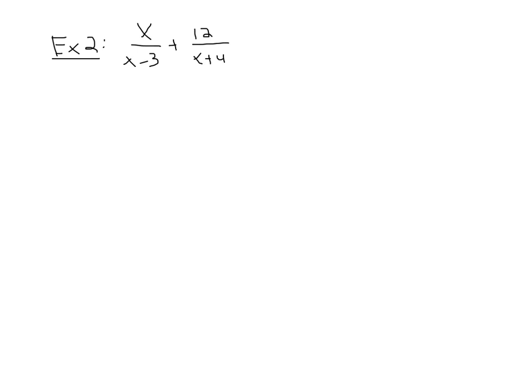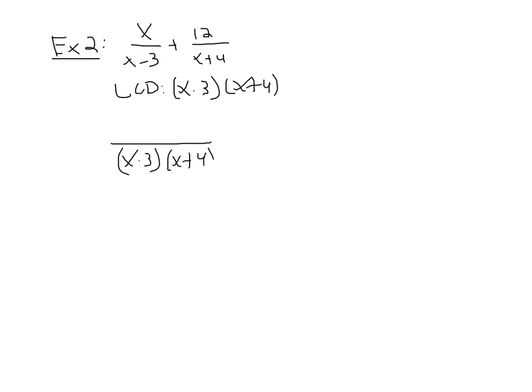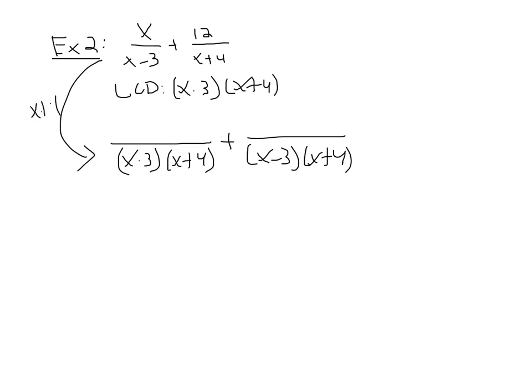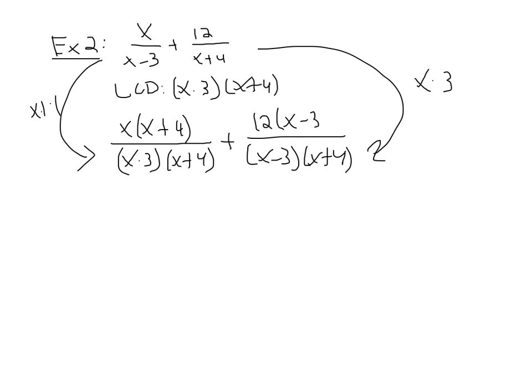Okay, in our second example, the least common denominator is just the product of the two denominators. So once again, really no work to show there. Now we're going to write equivalent fractions that have the LCD as the denominator. Here we multiplied by x plus 4, and if we multiplied the bottom by x plus 4, we have to multiply the top by x plus 4. Here we multiplied by x minus 3, and if we multiplied the bottom by x minus 3, we have to multiply the top by x minus 3.